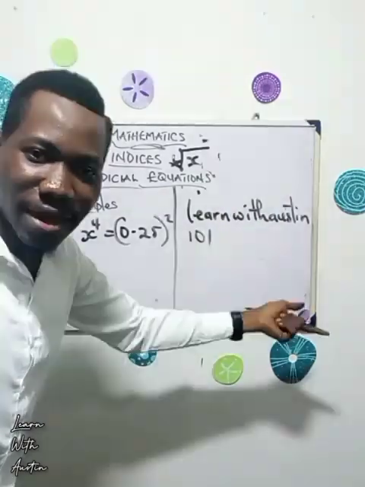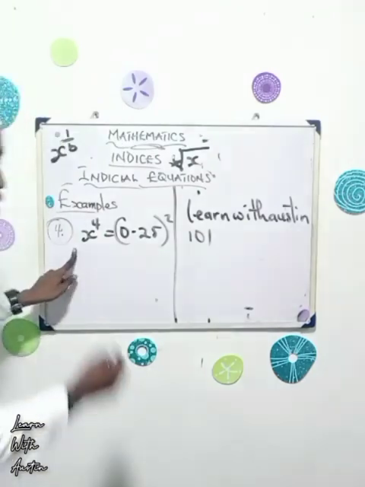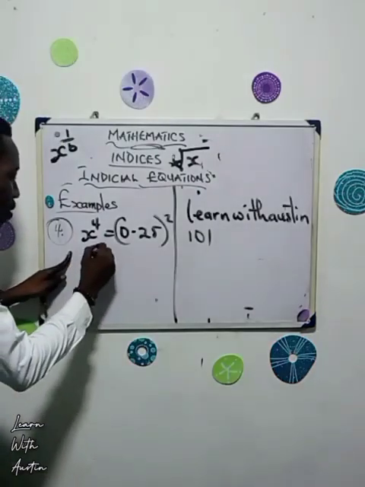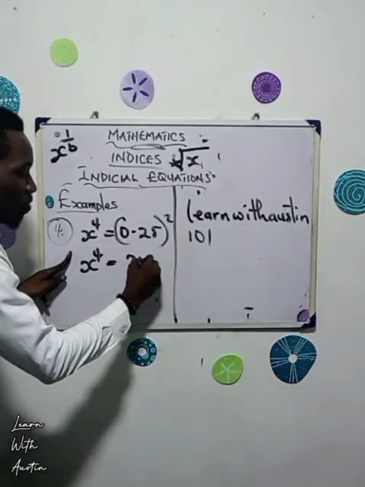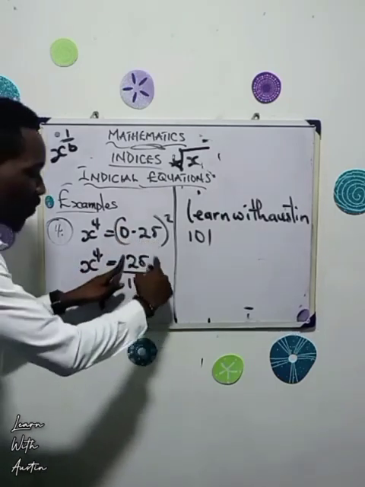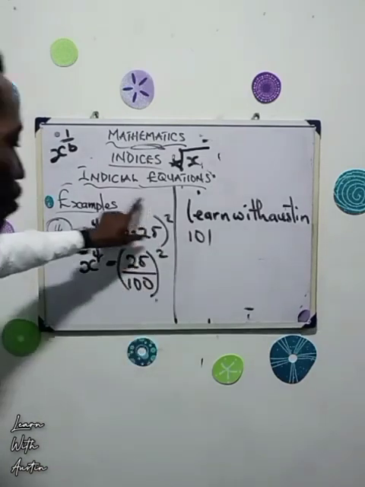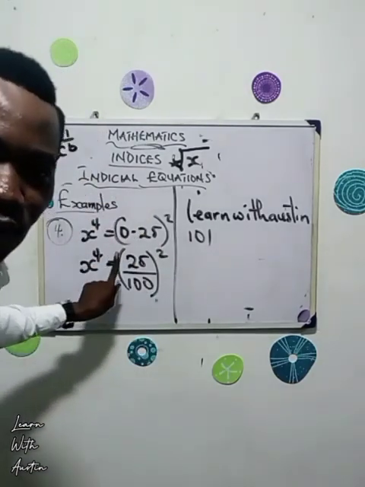As I explained earlier, it's going to be 25 over 100, right? So you are going to have x raised to the power of 4 equals 25 over 100. That's what 0.25 is. 0.25 is 25 over 100, all squared. At this point, I believe this is understood, right?